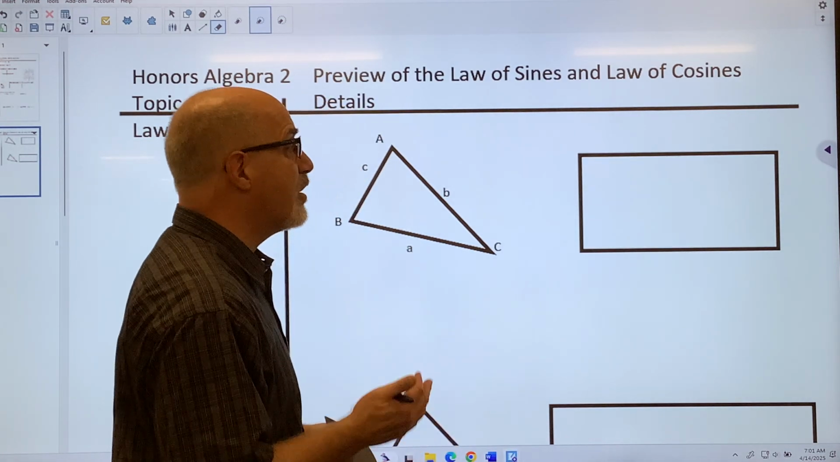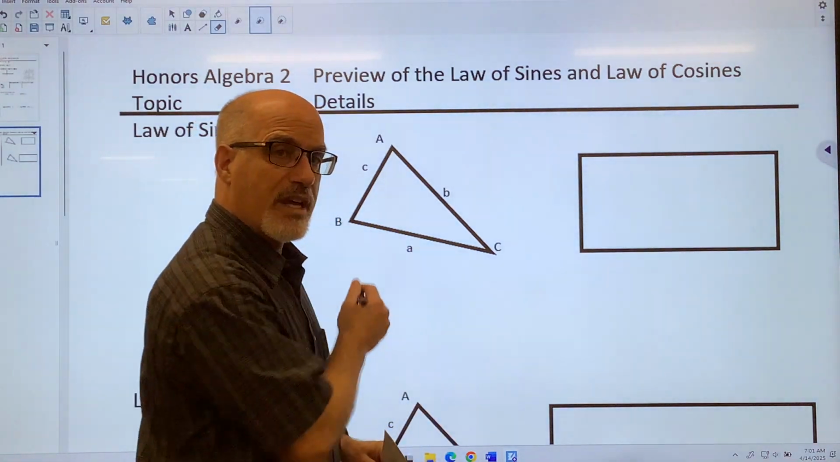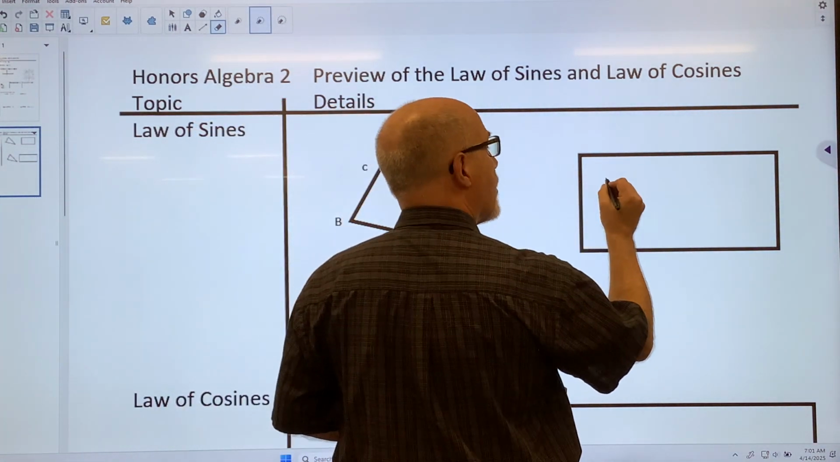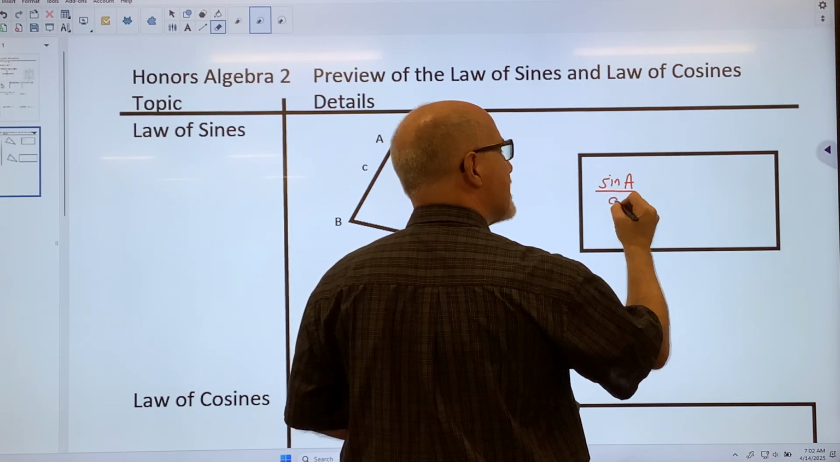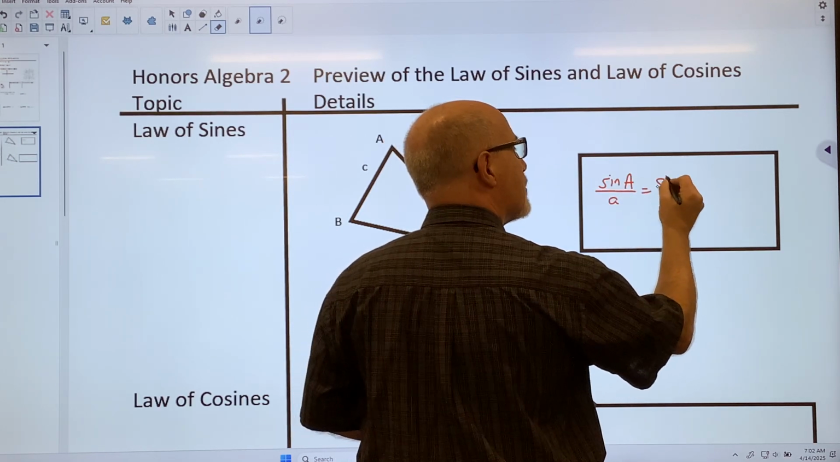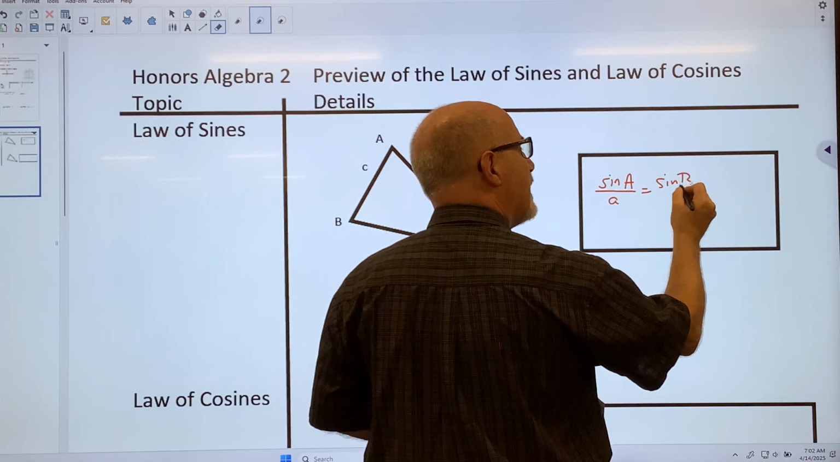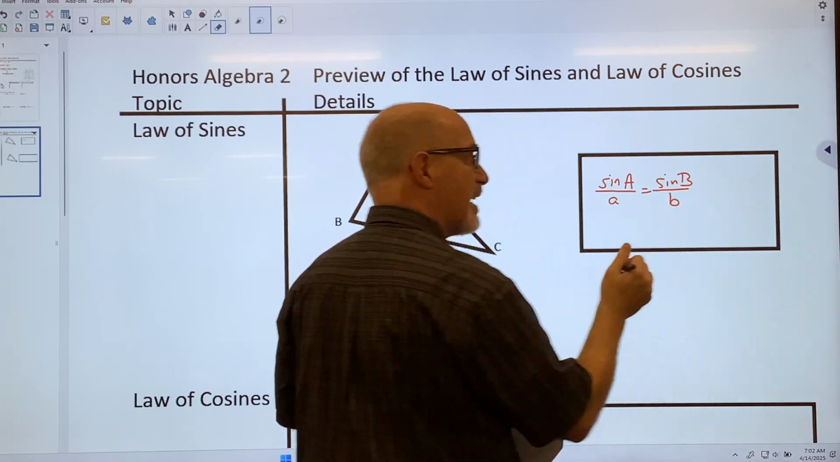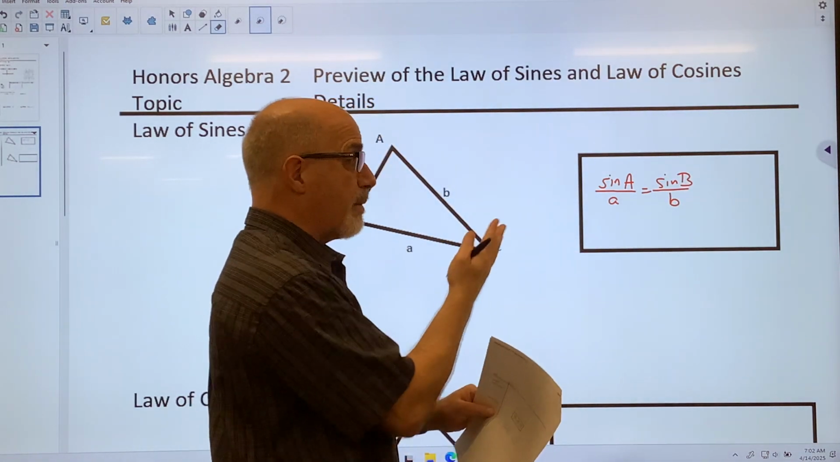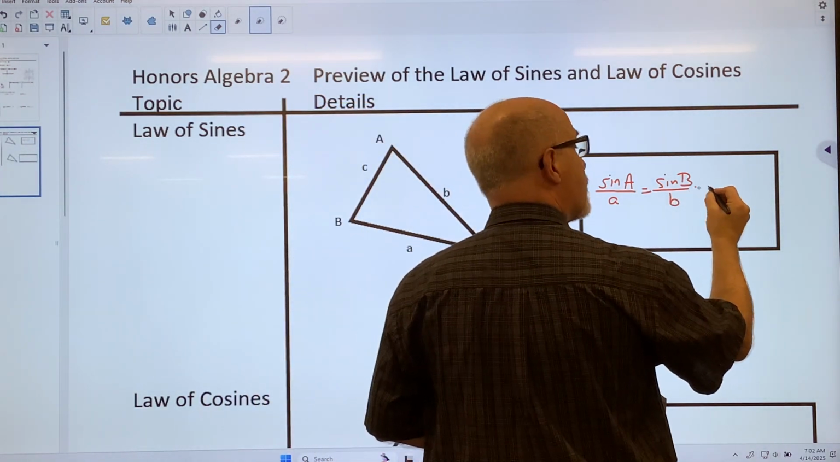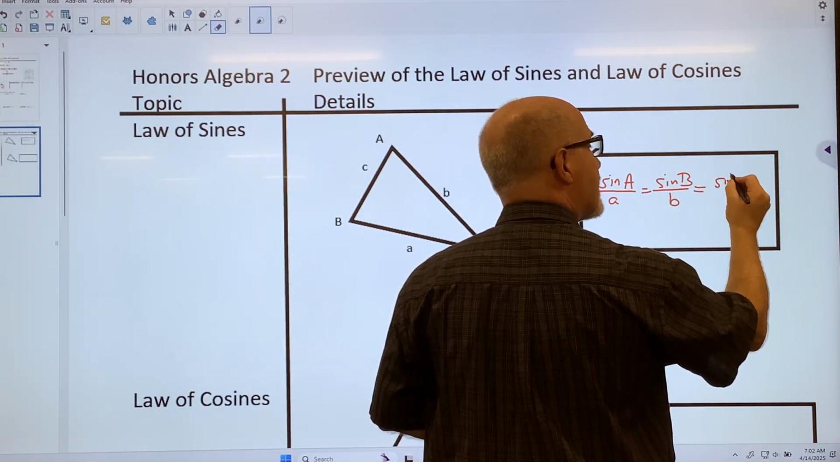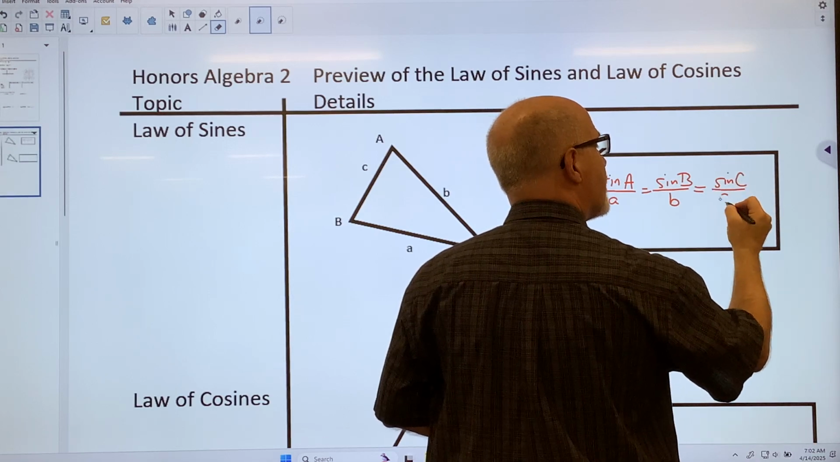Now if we have that, we can set up a ratio for the law of sines. Sine of angle A over its opposite side is going to be equal to sine of angle B over its opposite side. It's also true for the other angle too, sine of C over side c.